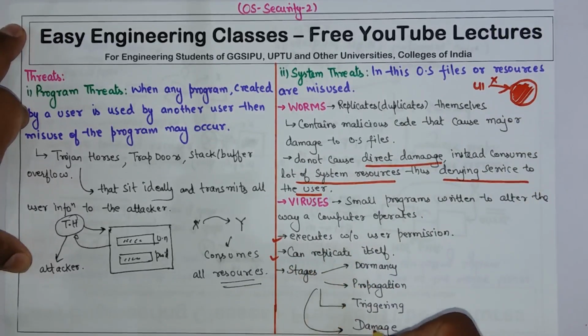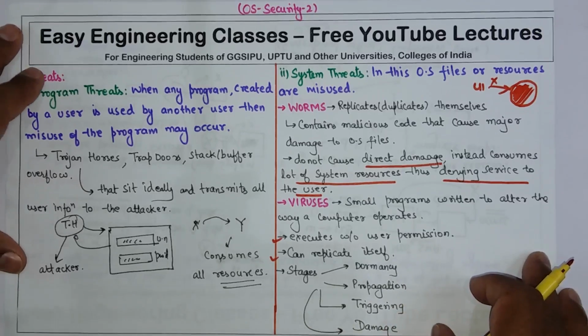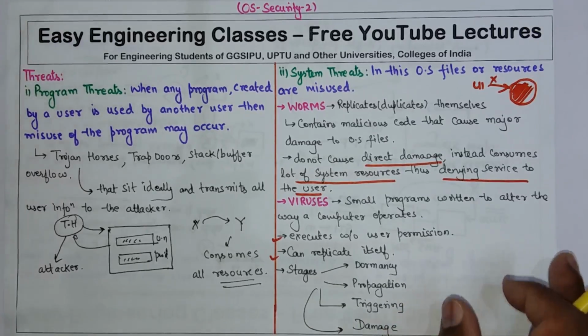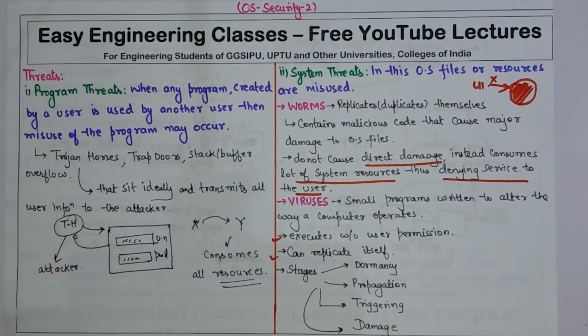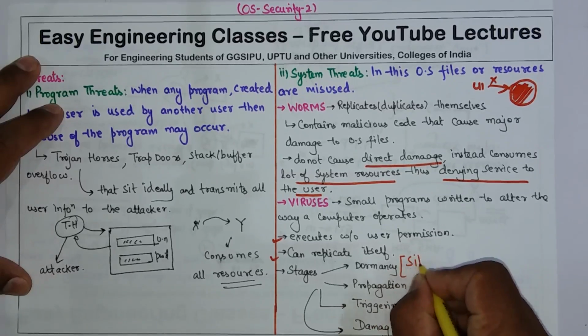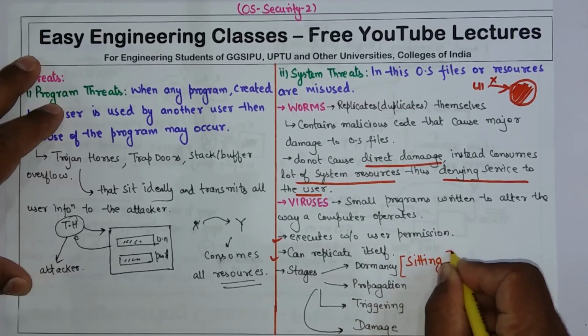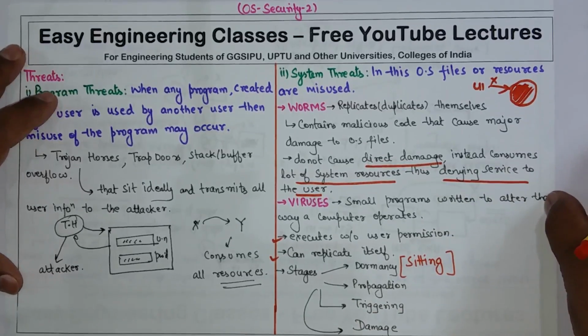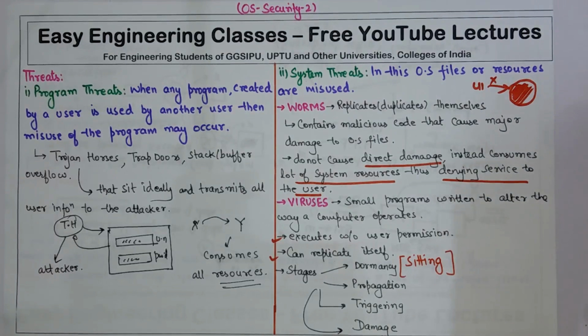Now there are four stages in which a virus can be present. First is the dormancy phase. On infecting a new machine or a program, a virus remains dormant for a while. Dormancy phase means the virus is not doing anything, it is just sitting on the system. This is done so that the system doesn't detect the presence of the virus in your system.